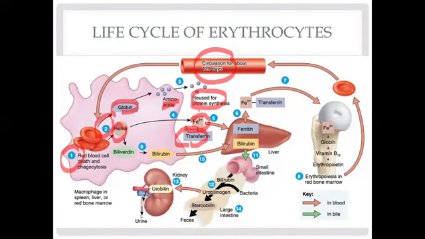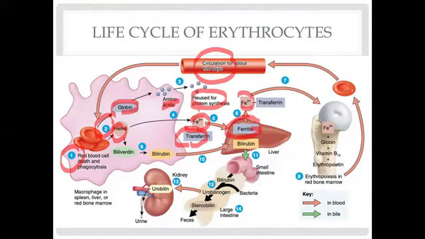In the 5th step, in the muscle fibers, liver cells, and macrophages of the spleen and liver, the iron in ferric state detaches from transferrin and attaches to an iron storage protein called ferritin. So the difference between transferrin and ferritin is that transferrin is the carrier, while ferritin is a storage protein for iron.